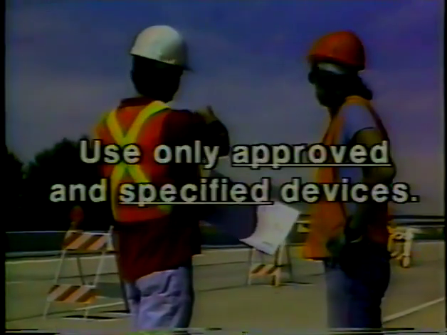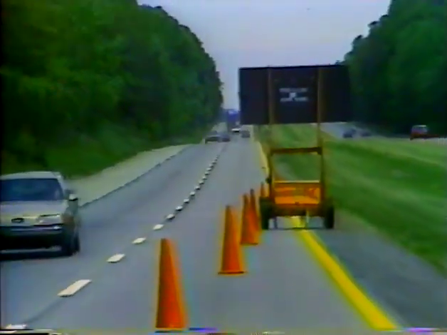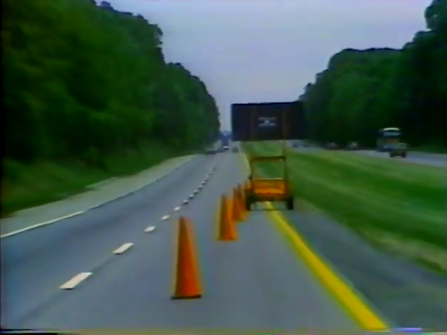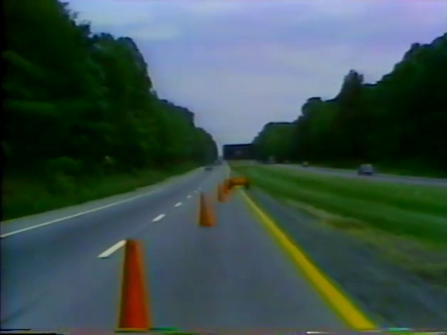Basically, you just want to make sure the contractor uses only approved devices that have been specified in the plans and that conform to the requirements of the MUTCD or your agency's own traffic control manual. For example, non-reflectorized traffic cones like these may work fine for many daytime operations, but you can't allow them for nighttime use. Here's another example.